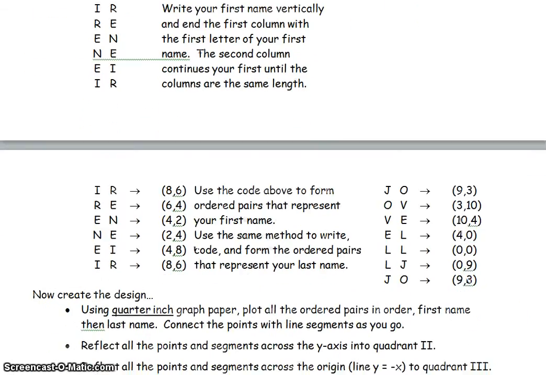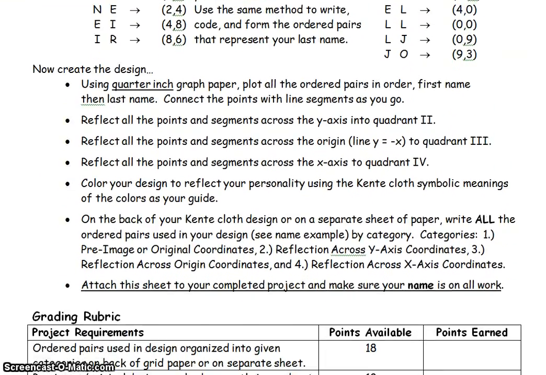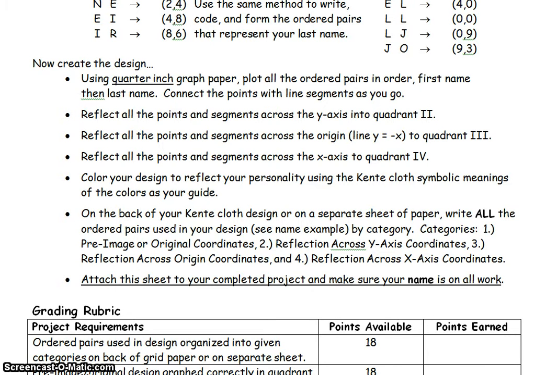Now, once you've done that, you're going to start creating your design. Graph paper has been provided for you. Once you graph your points, you can connect the points with line segments as you go. So as you're going through it, you're going to connect your points in the order that you plot them. And then the second bullet point, you're going to reflect all the points and segments across the y-axis into quadrant 2. So it's telling you what line to reflect over and what quadrant you should end up in.